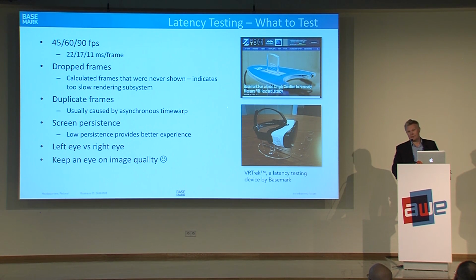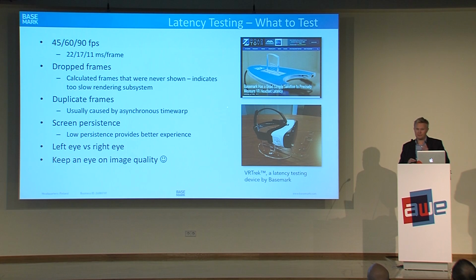Another thing is the left versus right eye. So when you test for latency, you definitely need to measure both left and right at the same time. You cannot just first measure left and then right, because you might have different anomalies rendered for either of the eyes.